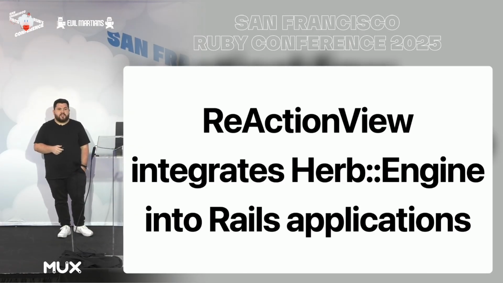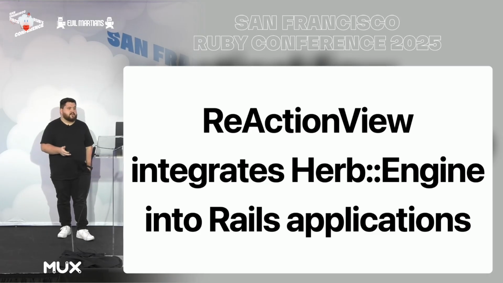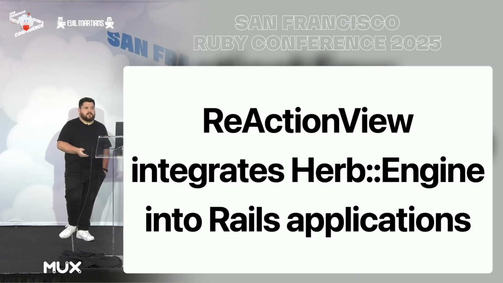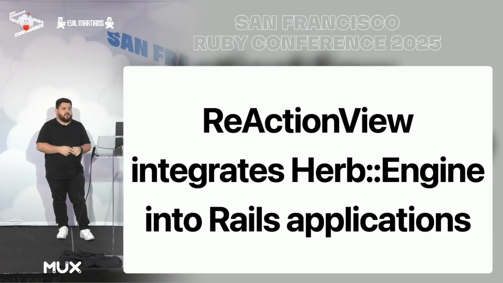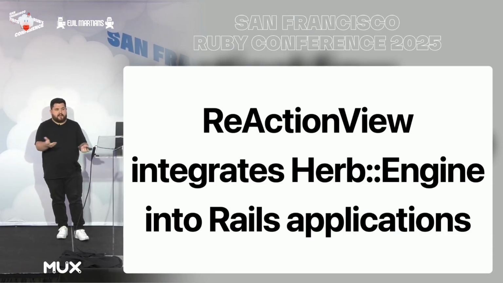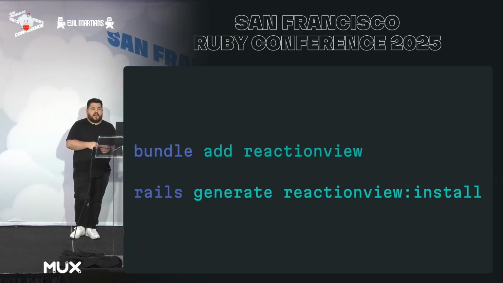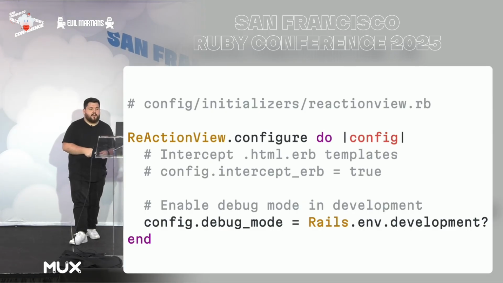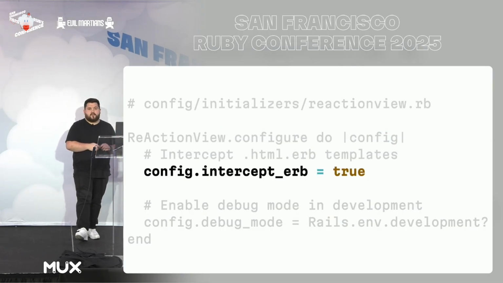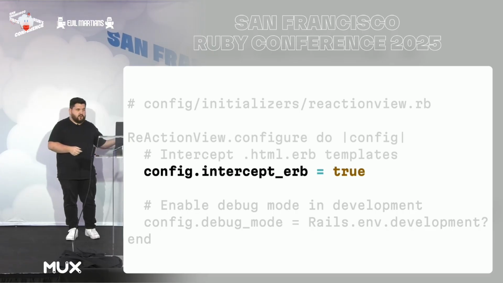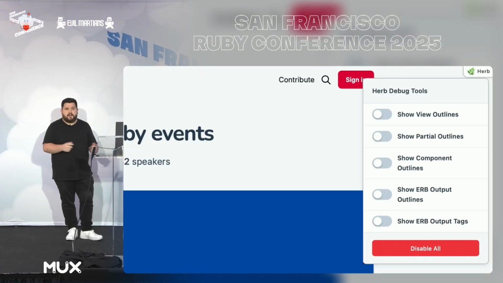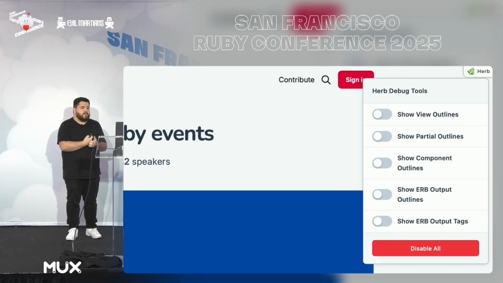And what ReActionView does today for you is it integrates the Herb engine into Rails applications. You can use the Herb engine independent of Rails, that works. ReActionView is just here to make the glue code work to use it in Rails apps. So all you have to do is add ReActionView and run the generator. You will get an initializer. You can say, I want to intercept all my ERB files to use the Herb engine, and you will get the menu and all these tools right built in. So this just works out of the box.